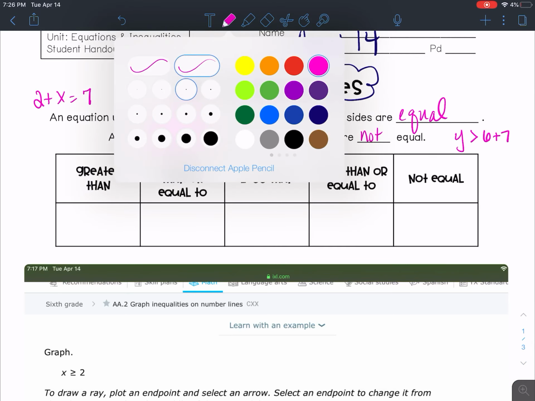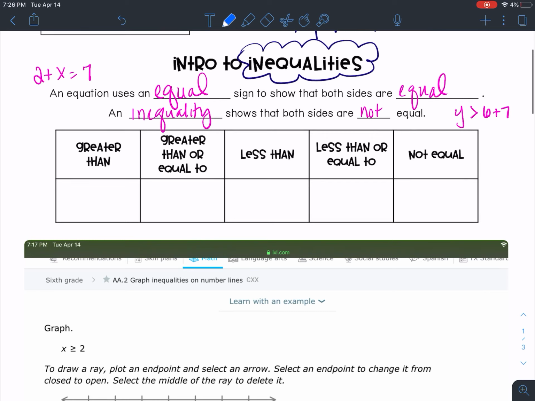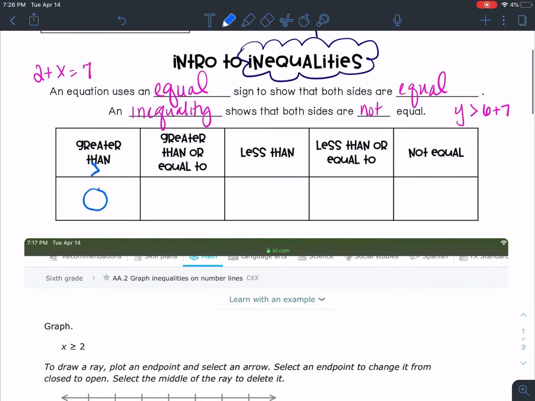Do you guys remember when we did open and closed circles, or the shaded in and not shaded in circles? So when I have greater than, so that means it's this symbol right here without the little equal sign, I am saying that it's an open circle. Now, if I say it is greater than or equal to, meaning it can be also equal to that, I have my closed circle, my shaded in circle.